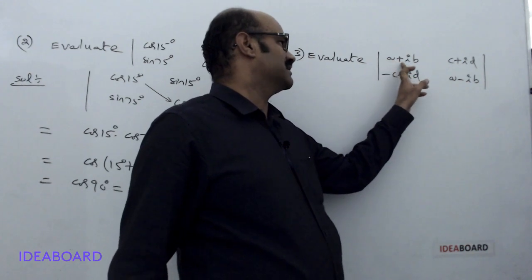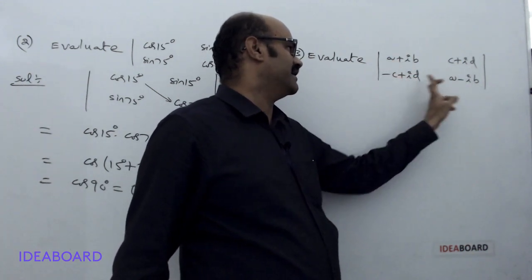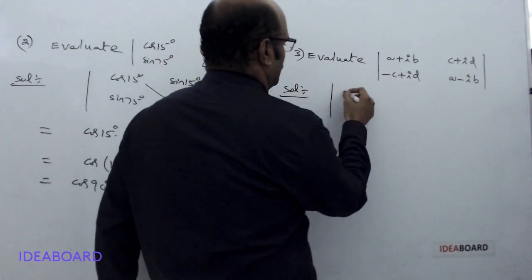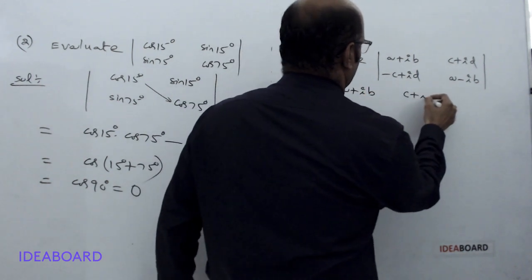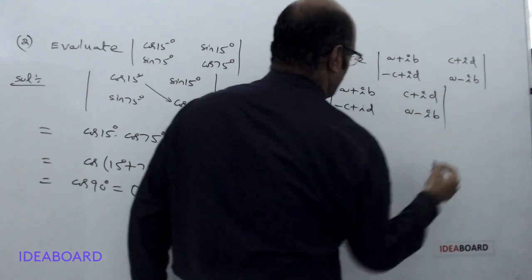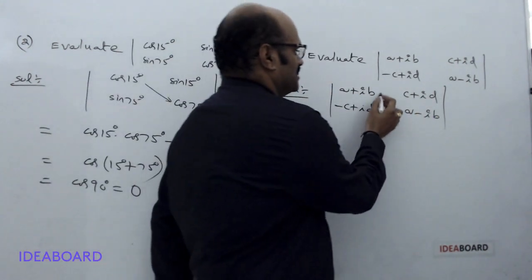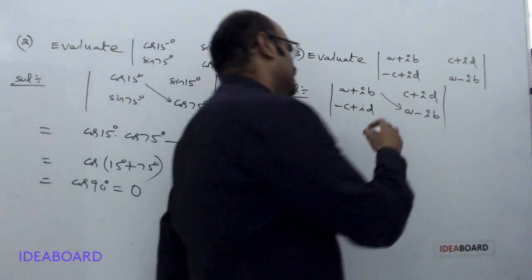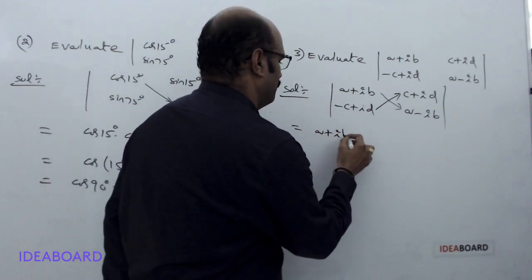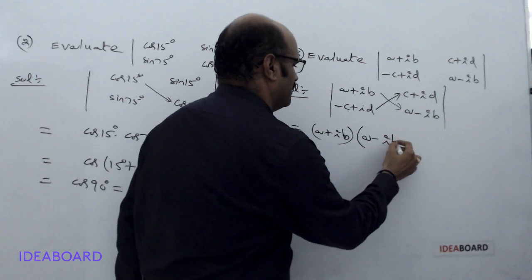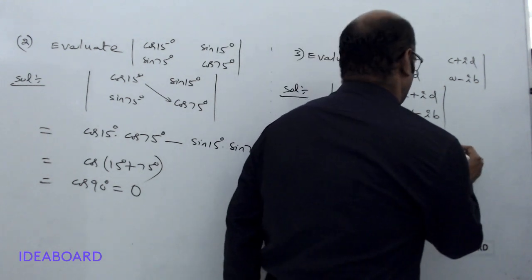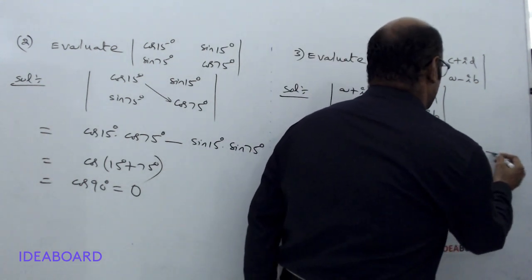Evaluate determinant of a plus ib, c plus id, minus c plus id, a minus ib. Determinant of a plus ib, c plus id, minus c plus id, a minus ib equal to product of the principal diagonal elements minus product of the secondary diagonal elements. So a plus ib into a minus ib minus c plus id into minus c plus id.